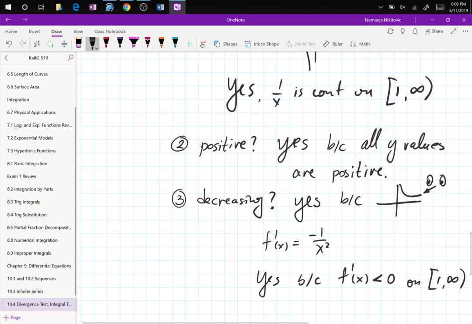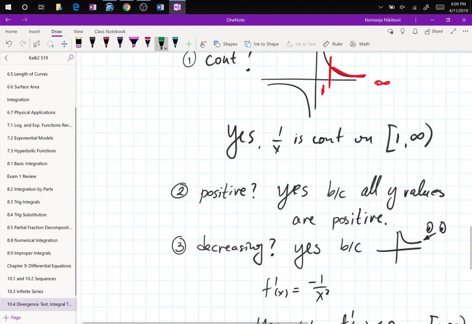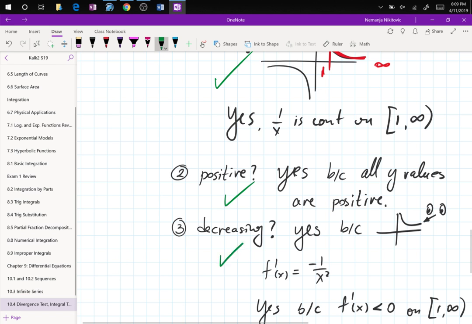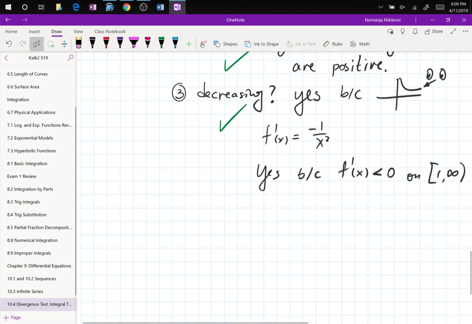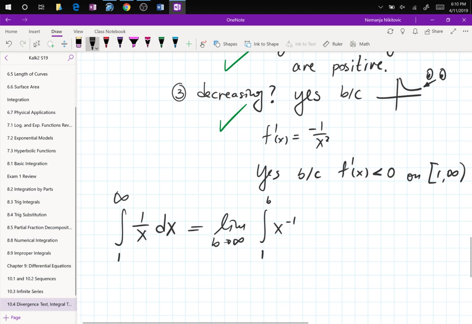Now I have completed all three. I have a yes on continuous, yes on positive, yes on decreasing. So these are my three. So now I get to write the integral from 1 to infinity of 1 over x dx. So we are now allowed to write the integral, and then we can integrate. Remember that this is the limit as b goes to infinity of the integral from 1 to b of x to the minus 1 dx.